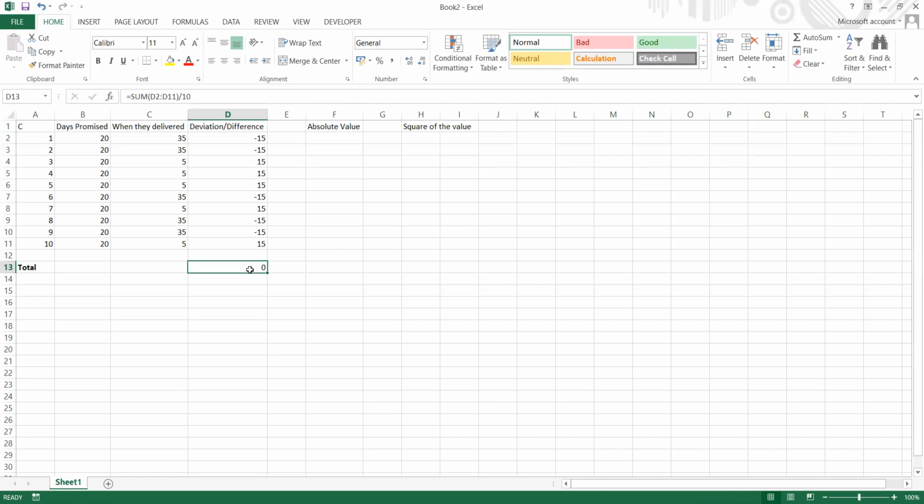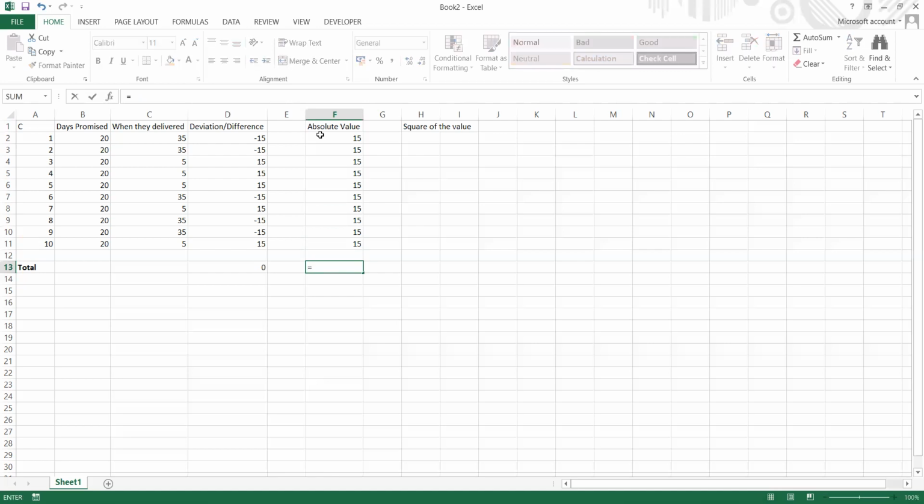So either you convert into absolute value, or you take a square to convert into a positive value. So what we do here is, if you convert into absolute value, this minus 15 will be 15, plus 15 will be 15. Plus will remain as it is, minus will become plus. Now you do the total and you divide it by 10. So we can directly say average.